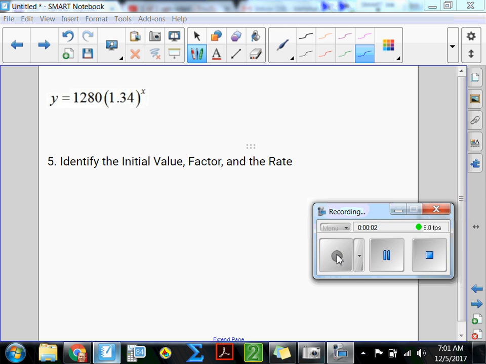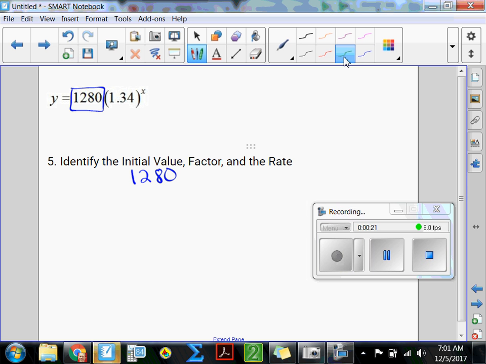Okay, for number 5, we want to find three things. The initial value is the number in front of the exponential equation. Sometimes there's not a number there, it's just a base to an exponent, and then the initial value would be 1. But in this case, the initial value is 1280.